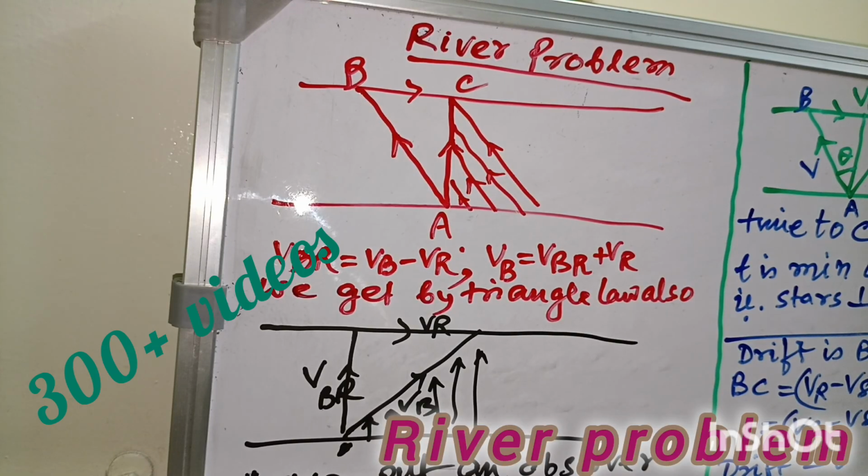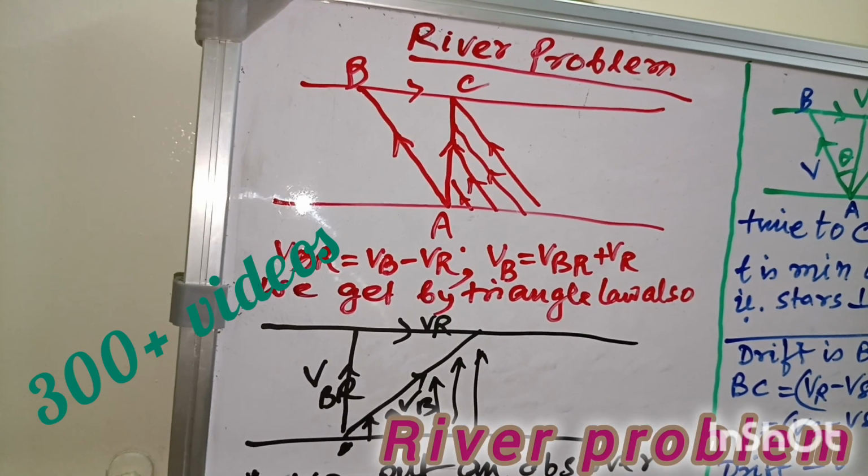So it tallies with the equation VB equal to VBR plus VR. That means whatever I have told is supported by triangle law of addition of vectors. So you can very easily find out this.